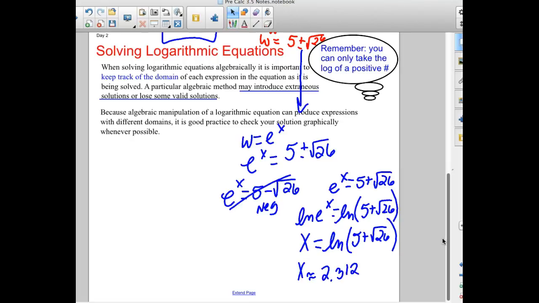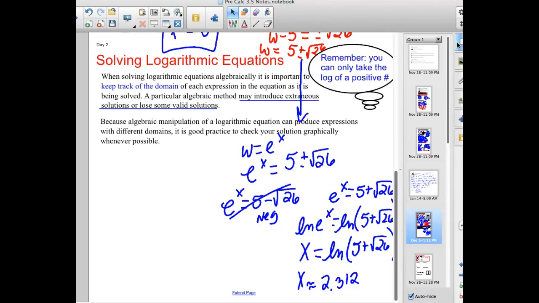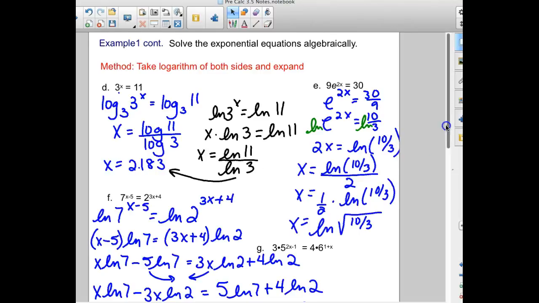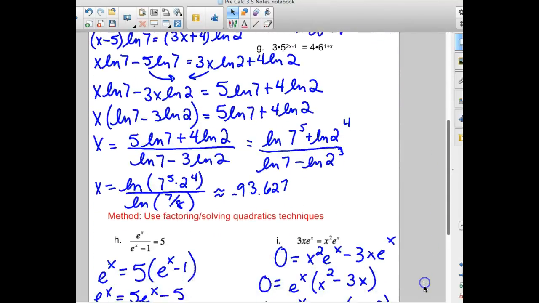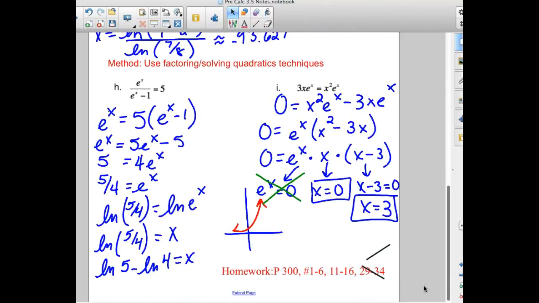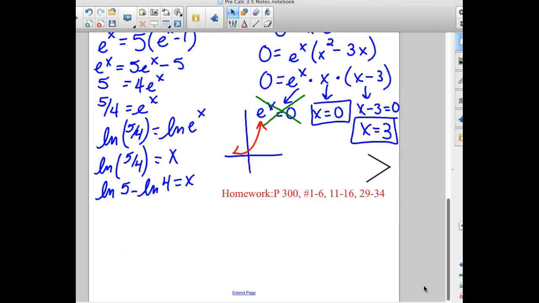All right, and that's it for our first day of notes. We are going to spend 3 days, I think, on this section by the time we can get through everything. All right, so I'm going to have you go ahead and do those. Your homework then would be page 300, 1 through 6, 11 through 16, and 29 to 34.